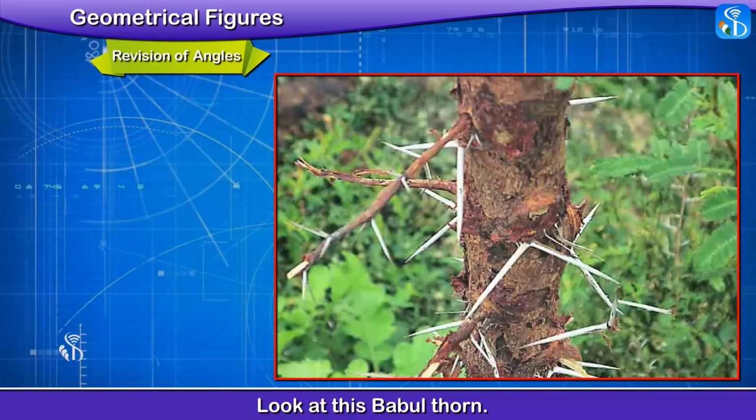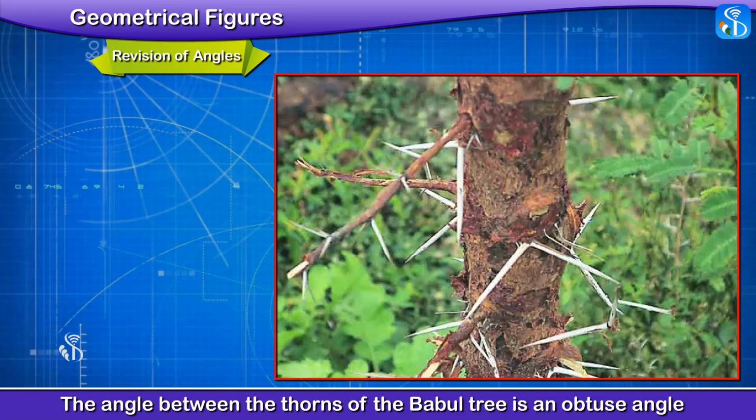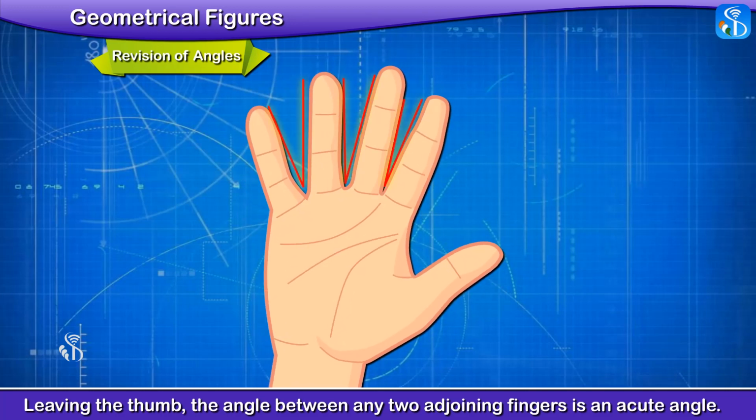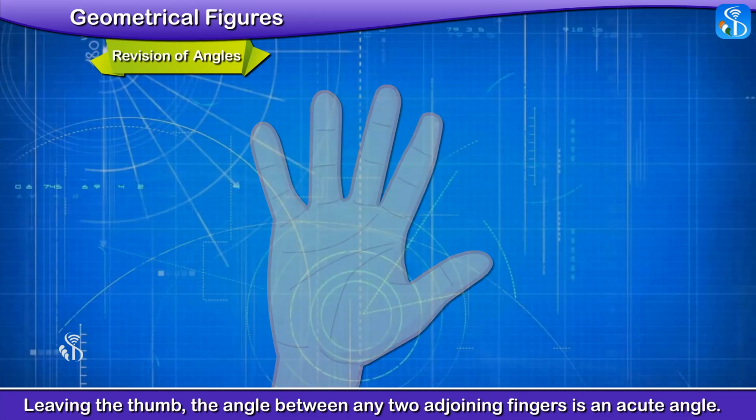Look at this babool thorn. The angle between the thorns of the babool tree is an obtuse angle. Leaving the thumb, the angle between any two adjoining fingers is an acute angle.